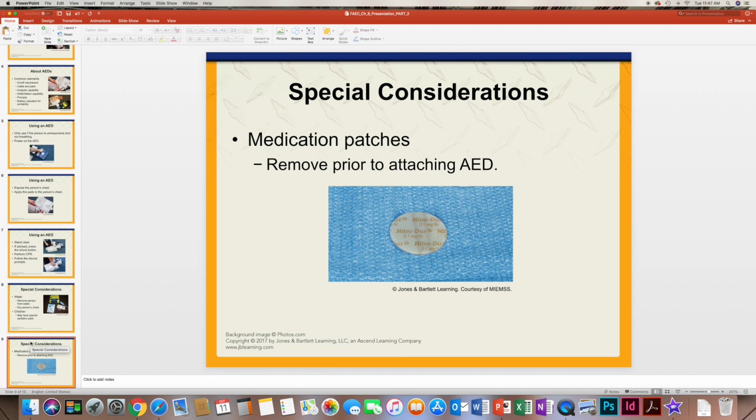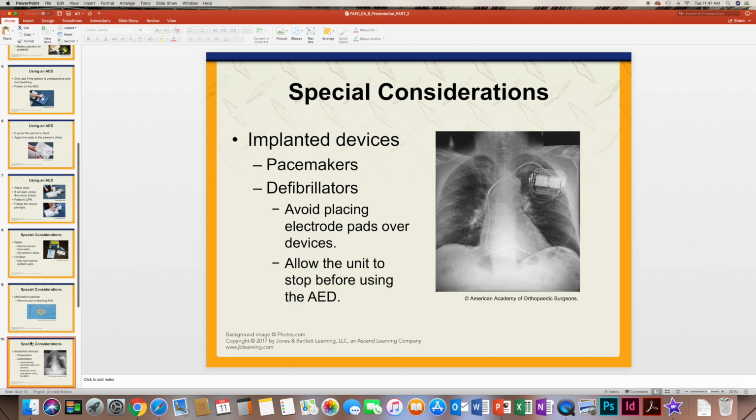You have to be careful if there is a medication patch. Sometimes people are wearing some type of patch for whatever medical reason they have. You want to remove that before you attach the AED. Some people have implanted devices called pacemakers or defibrillators that are implanted in the chest wall. Avoid placing the electrodes over any of those devices. Allow the unit to stop before using the AED.